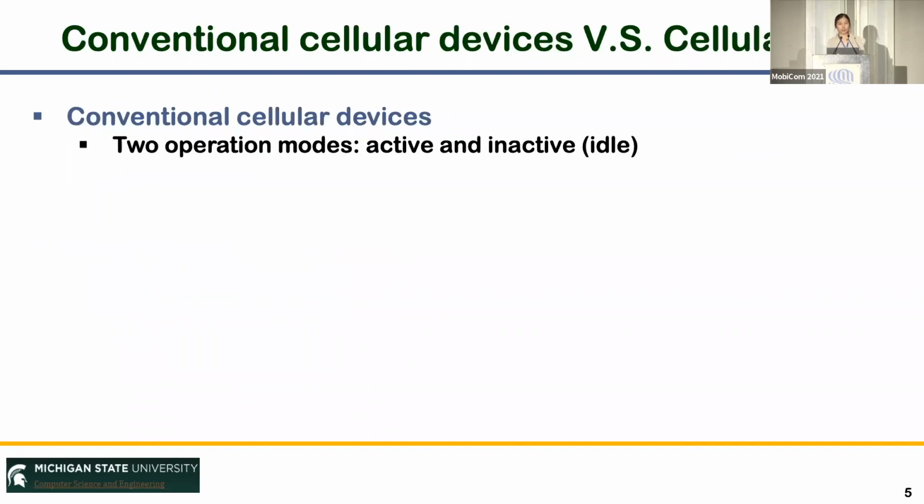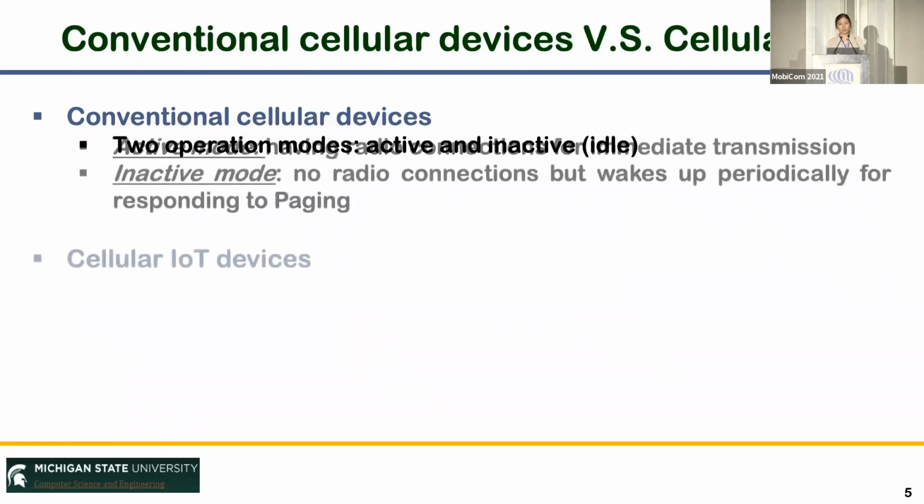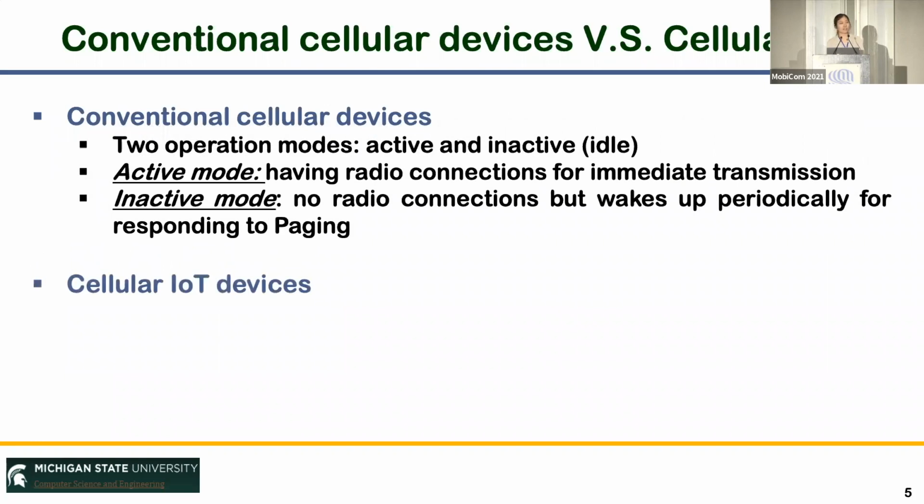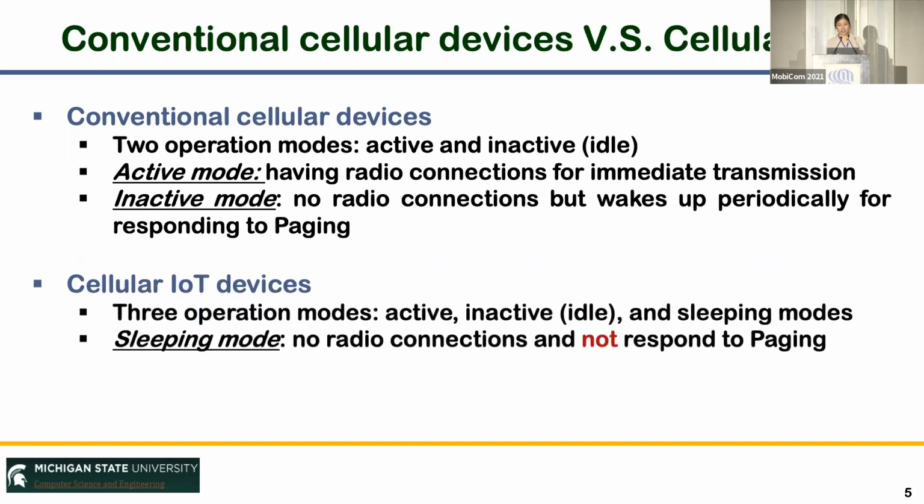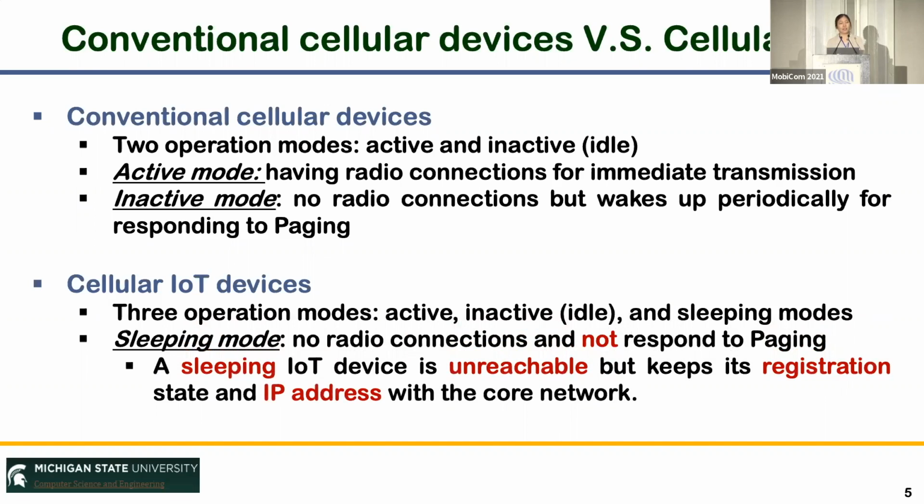Different from a conventional cellular device, which only has two operational modes, the active mode for immediate message transmission and the inactive mode for waking up periodically to check the paged message, the cellular IoT device has three operational modes: active, inactive, and sleeping mode. The device in the sleeping mode has no radio connection and will not respond to the paging message. Specifically, a sleeping IoT device is unreachable, but it keeps its registration state and IP with the core network.